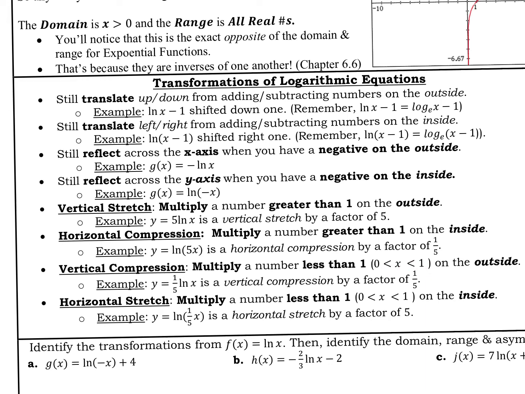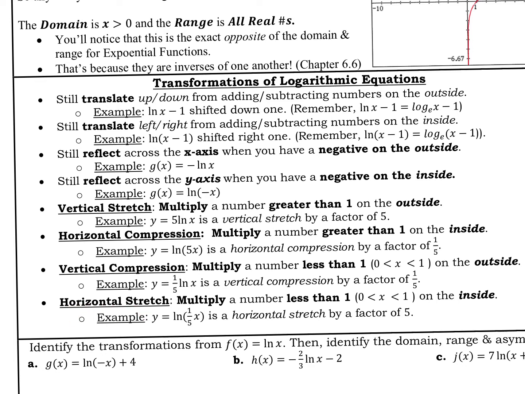If the number were negative, you'd have a vertical compression and then a reflection of sorts. So I'm talking about like 1/5 on the outside. That would make it vertically compressed by a factor of 1/5. You never flip the factor for the vertical compression or stretch. You do flip the factor for horizontal compression or horizontal stretch.